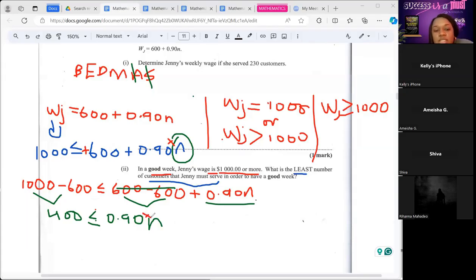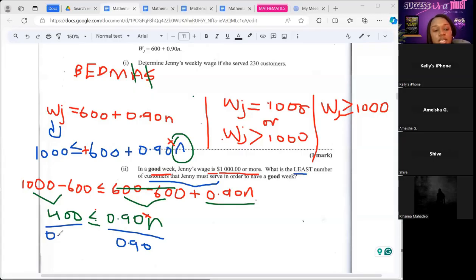And you have to remember what sign is connected to the 90 cents and the n. They're being multiplied. 90 cents or 0.90n means 0.90 multiplied by n. So to remove that, you do the opposite of the multiplication sign, which is to divide. So you divide here by 90 cents, and you divide here by 90 cents.